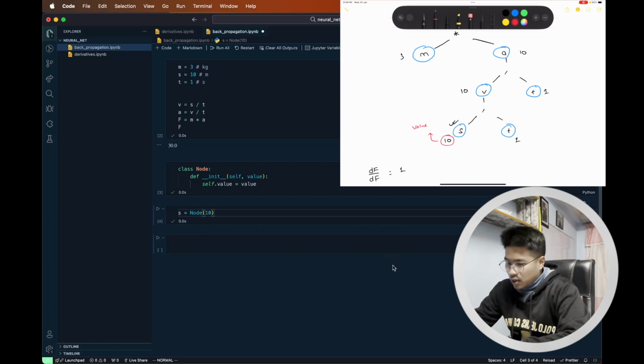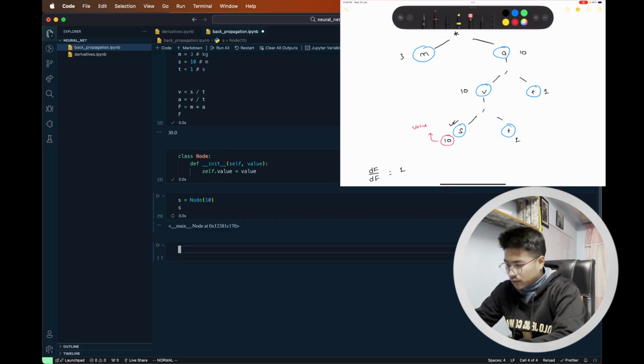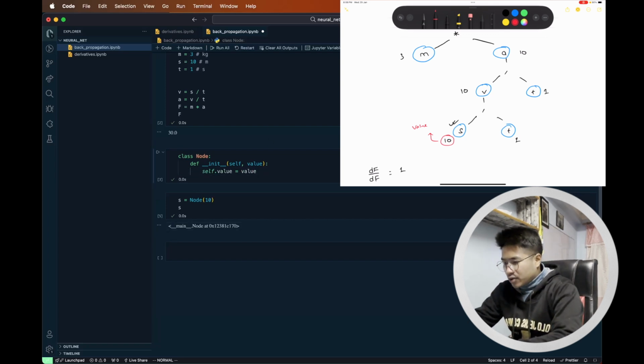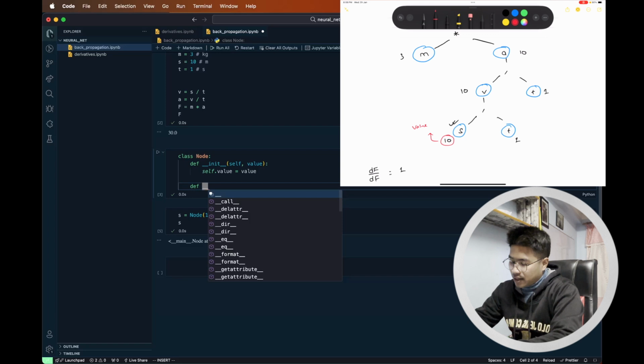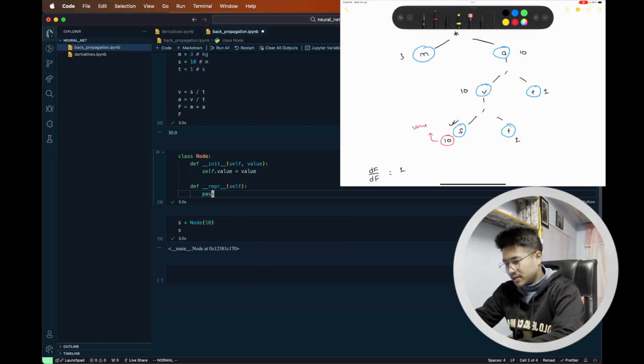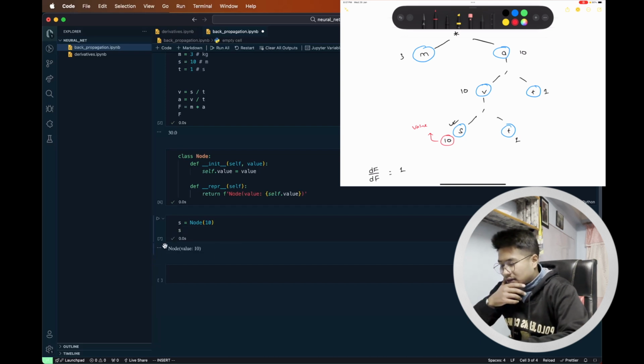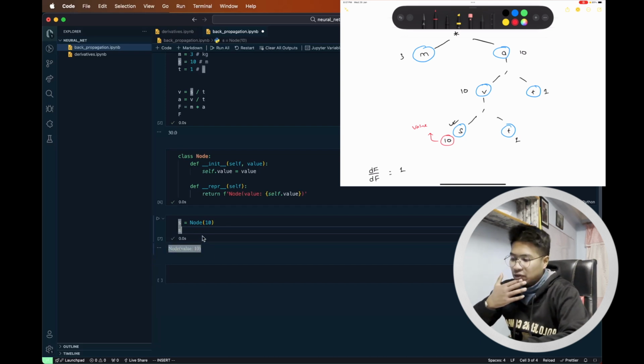That's good. What else do we need in that node? First, let's look at what that node looks like. If I do this, then I see this gibberish. So instead of this, let's change it. The way you would change that is by overriding a function called representation, short form __repr__, and then you return a string, which I'm going to format, saying this is a node which has a value of self.value. What this does is give me a clean representation of that node, so that's good.